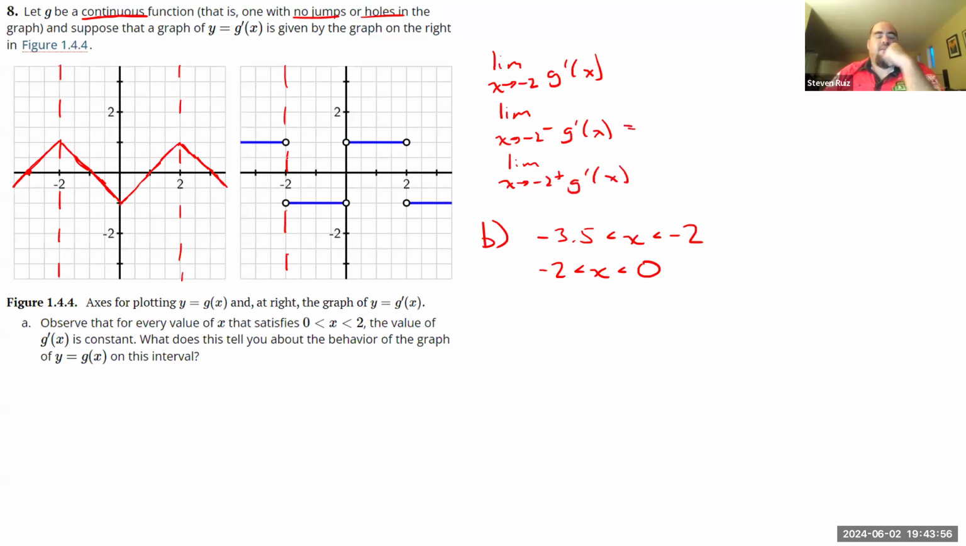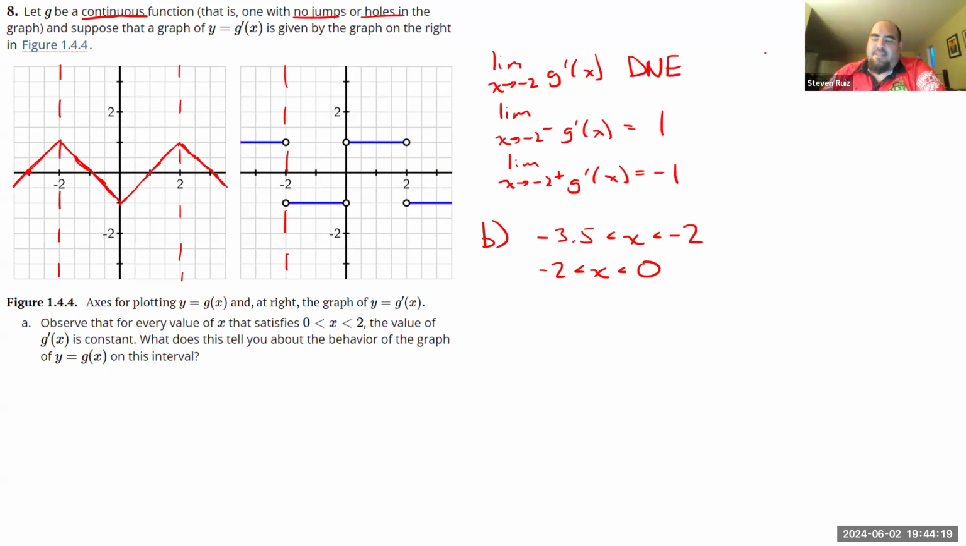Well, if we look at this point of negative 2 and approach it from the left, I think we have a derivative of positive 1. But if we approach it from the right, we have a limit of negative 1. So the one-sided limits both exist, but they don't agree with each other. So what does that mean about the two-sided limit? Well, that means that doesn't exist.